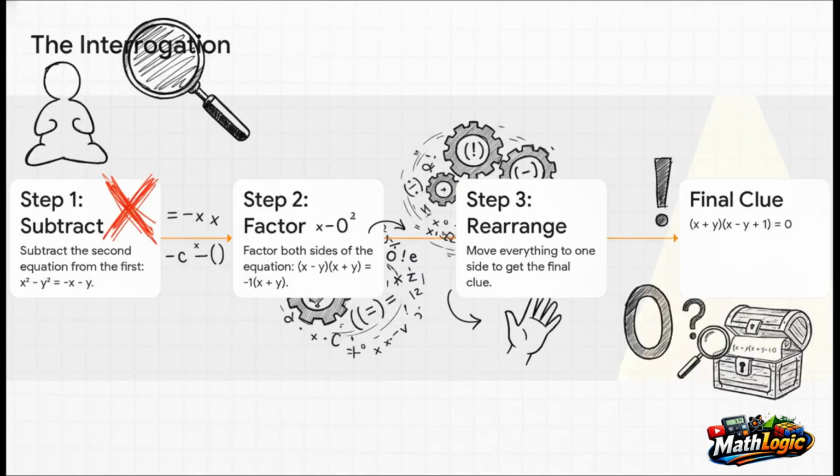First, we just subtract that second equation from the first one. You can see the 3's cancel out right away, which is nice. That leaves us with this. Next, we pull out a classic algebra move. We factor both sides of the equation. And after one little bit of rearranging, bam! We get our final critical clue. This whole expression has to equal 0.